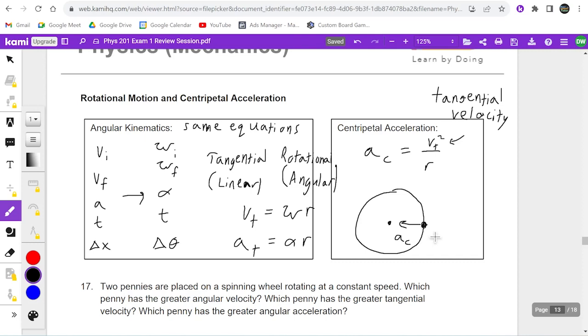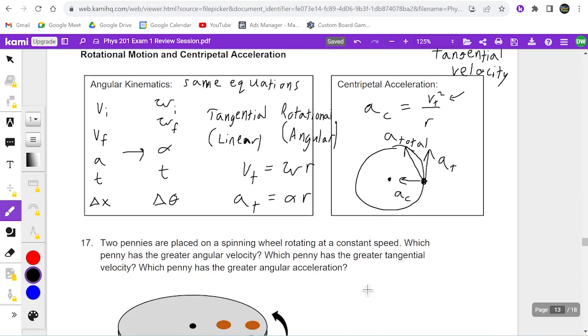And then the other kind of acceleration you have is AT, and that stands for tangential. It's going around the circle. And if you want to find the total, well then, once again, we need the Pythagorean theorem to find the total acceleration, because we love the Pythagorean theorem so much.